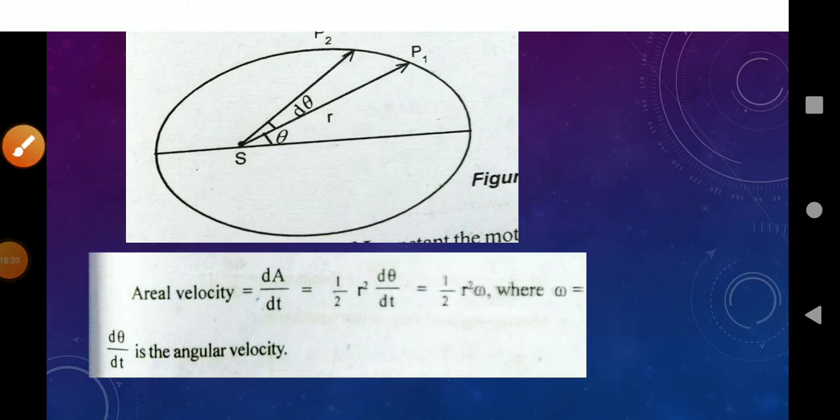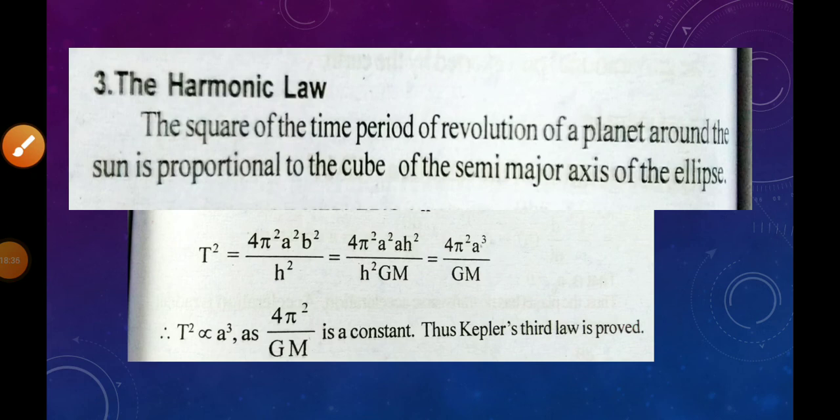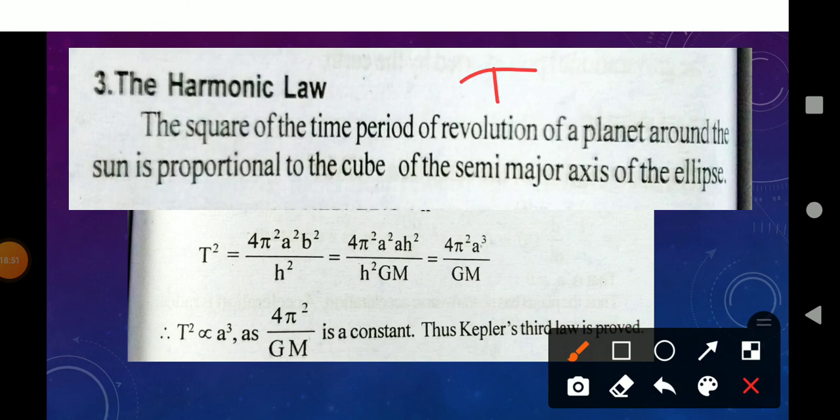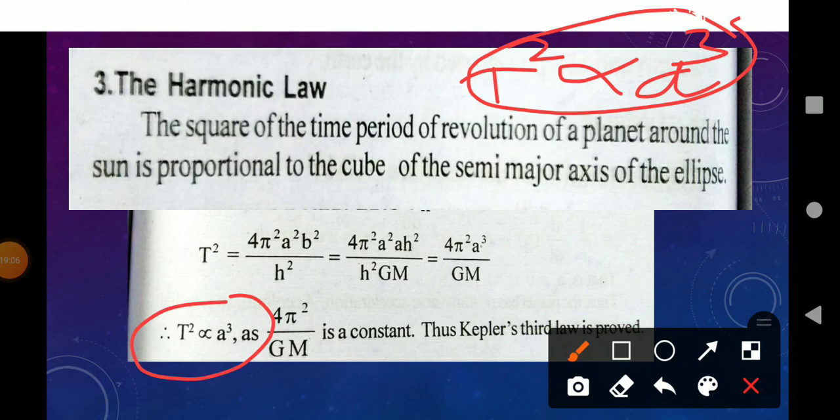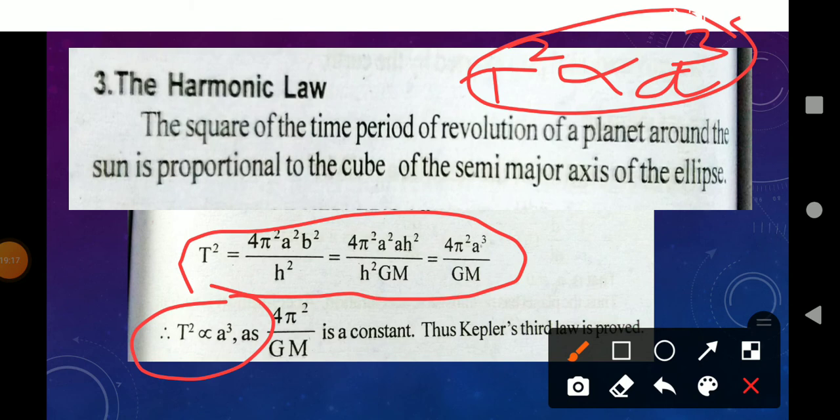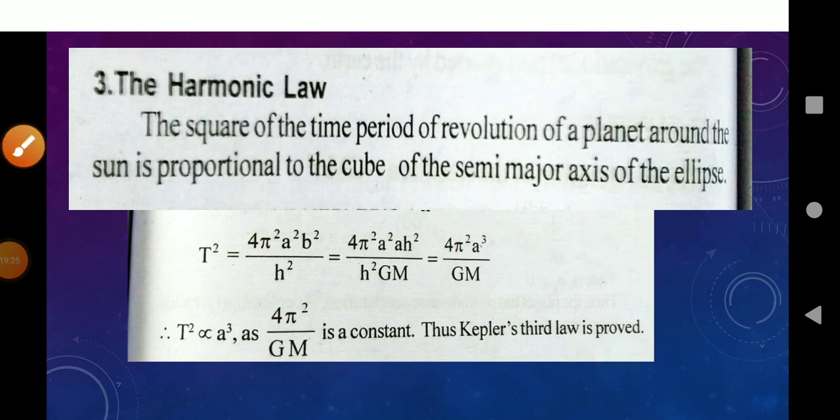This is the second law of areas. Now finally the third law: the square of the time period of revolution of a planet around the sun is proportional to the cube of the semi-major axis of the ellipse. Let T be the time period and a be the semi-major axis of the ellipse; then T² is proportional to a³, known as Kepler's third law or the harmonic law. I am not deriving it. The final equation of the derivation is T² = 4π²a³/GM. From this equation 4π²/GM is constant, so T² is proportional to a³. So Kepler's third law is proved.